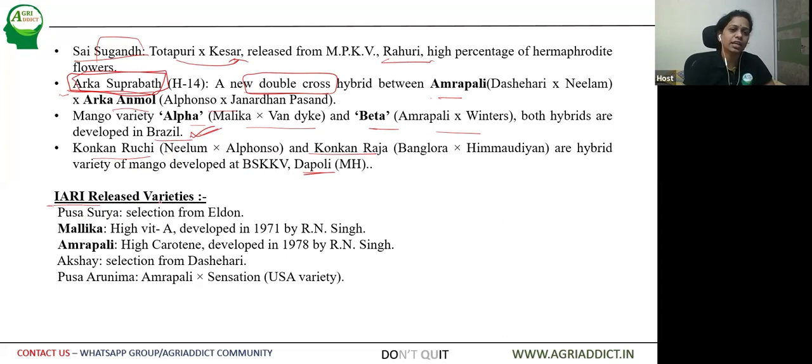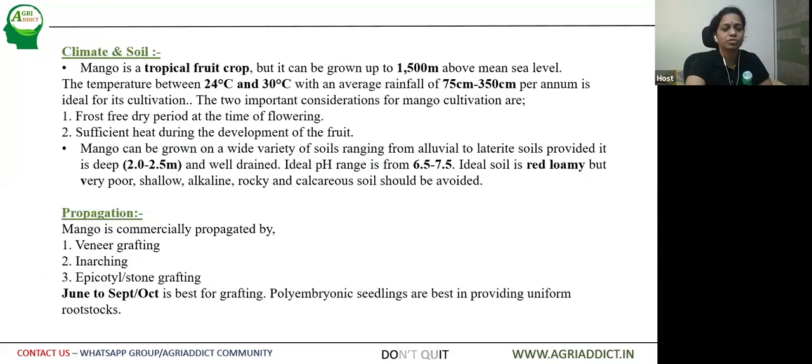But if you see the latest IARI varieties apart from Mallika and Amrapali, which I told you were done in the early 1900s, that one is Pusa Surya. So don't confuse it with Arka Surya, likewise, which is another fruit or vegetable crop. And then it is Akshay, which is a selection of Dashehari. Then Pusa Arunima, which is Amrapali into Sensation, a USA variety. This is also a new hybrid developed from IARI. So like this, you have to remember all of this; the cultivars as well as the hybrids are very much important.